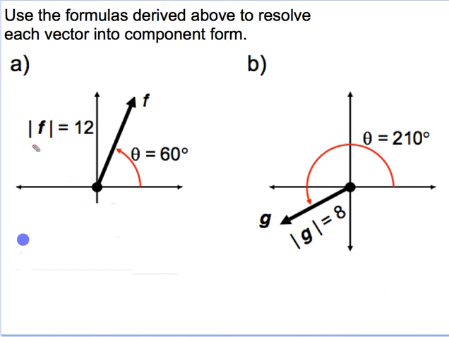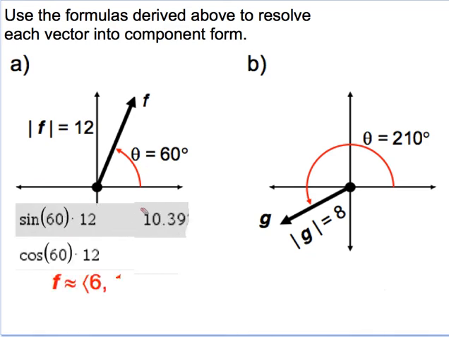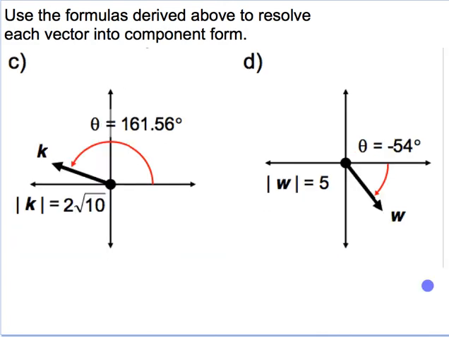We have magnitude is 12 and direction is 60 degrees, and I want to find my components. So I plug all that into my calculator, rounding to 3 decimal places. Cosine 60 times 12, my magnitude, is 6, and sine 60 times 12 is 10.3923. That's one example. It's very easy. Use your calculators.